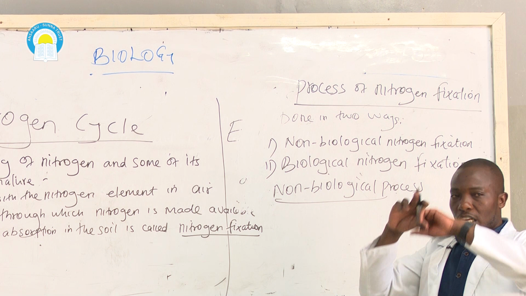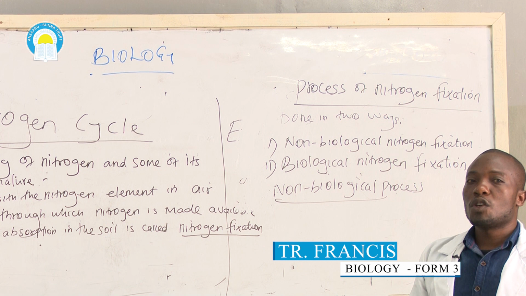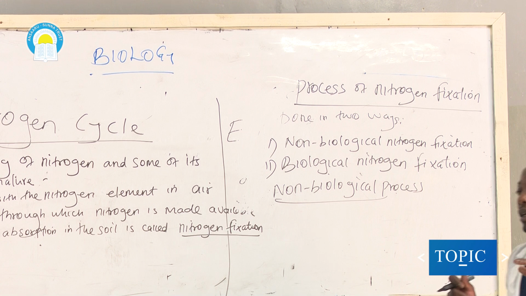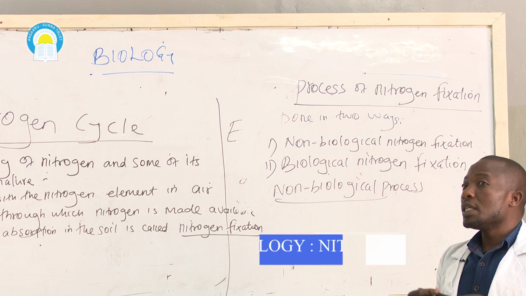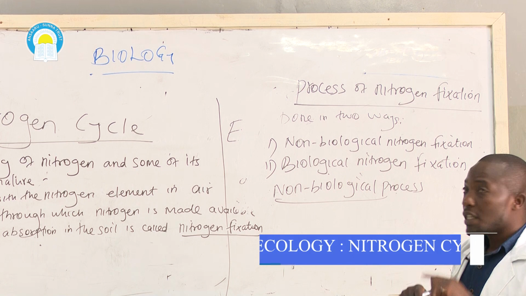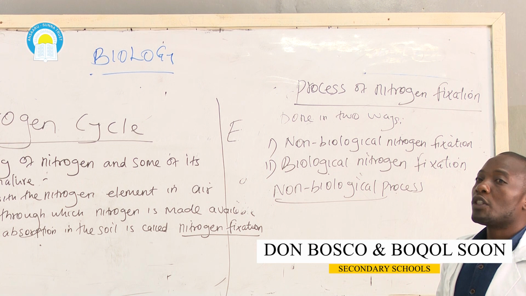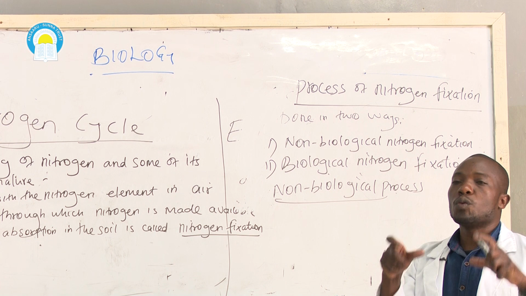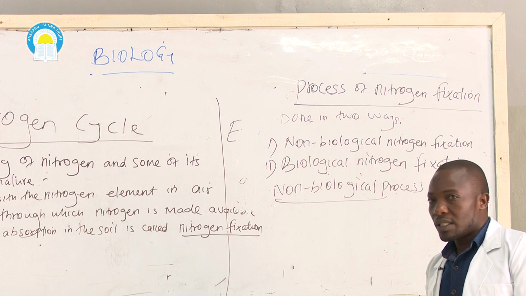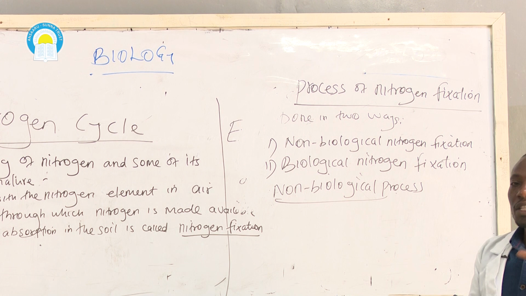The nitrogen in the atmosphere combines with oxygen to form nitrogen 4 oxide. Remember, when I talk about thunder and lightning, you cannot have thunder and lightning without rain. So during the rain season, when there are thunderstorms, the nitrogen in the atmosphere combines with oxygen to form nitrogen 4 oxide gas. The nitrogen 4 oxide gas will dissolve in the rainwater to form nitric acid and nitrous acid, or nitric 5 acid and nitric 4 acid.